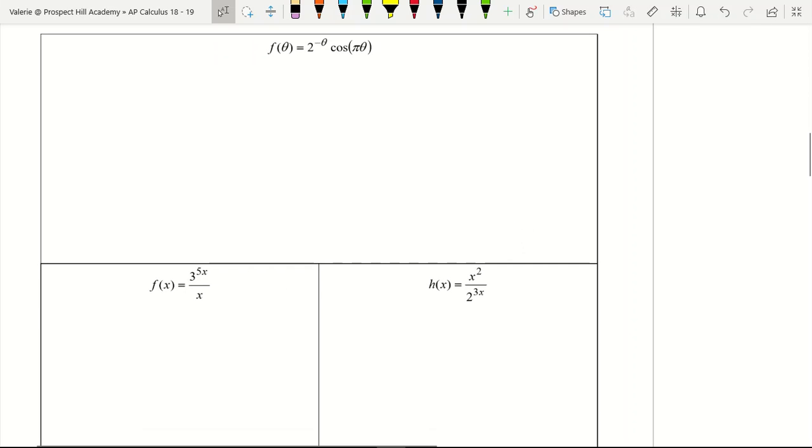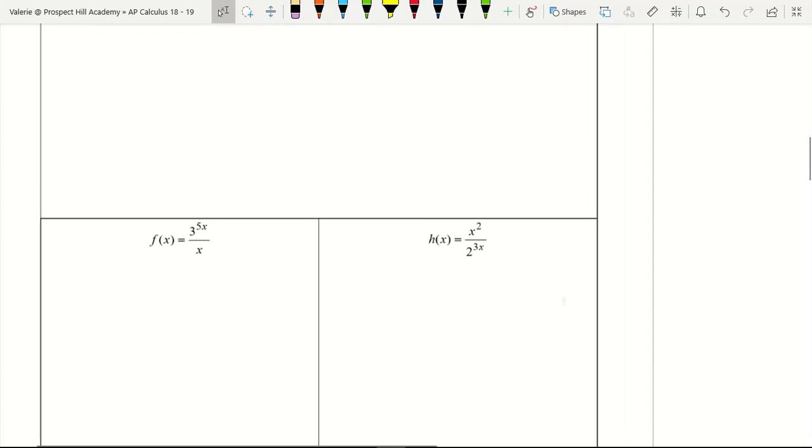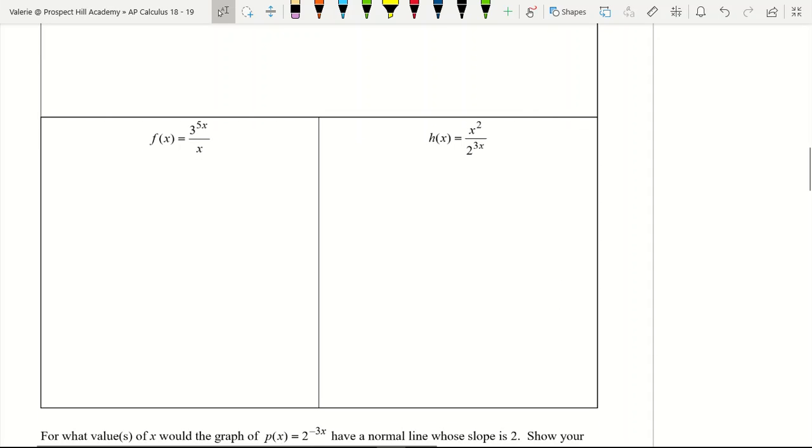All right, on this page, I want you to try f of theta. You will need to use the product rule. There's a little bit of chain rule going on in there, so be prepared for that. For f of x and h of x, I'm only going to do f of x in this case. For f of x, we have a quotient function, so we're going to need to use the quotient rule. So high and low.